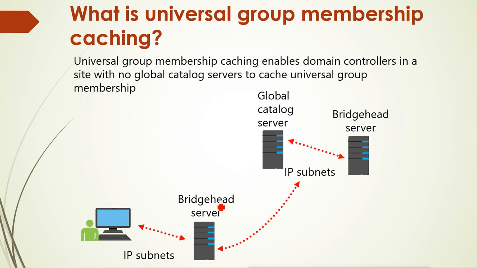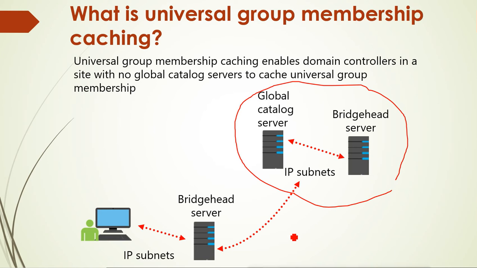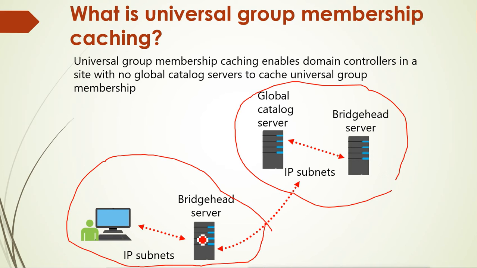So on our side, what can we do? We can do the universal group membership caching also. That means universal group membership caching enables a domain controller in a site with no global catalog server to cache the universal group membership. For example, if we have a global catalog server available in another site, and in our site there is no global catalog server. Remember, the global catalog server has the information about which group has which permission on which resources, and which users are members of which group, and through the group which resources they are getting access to.